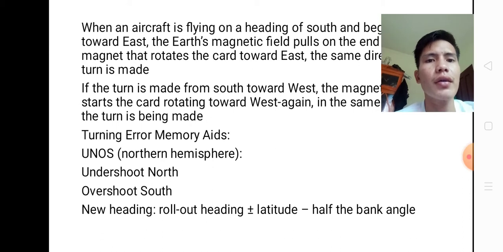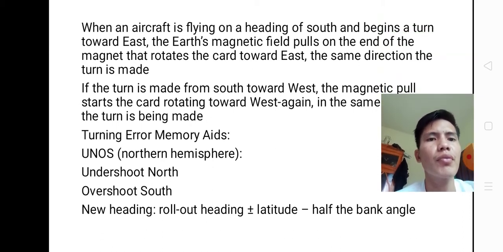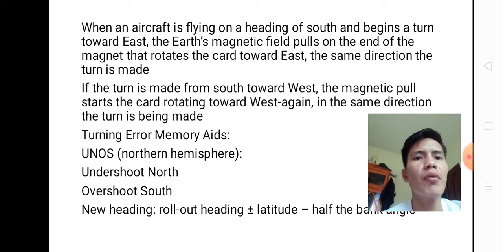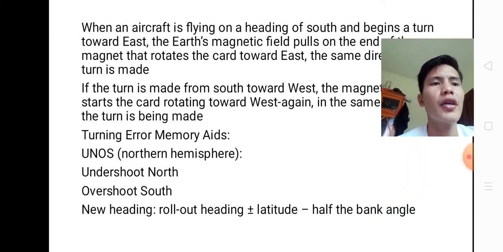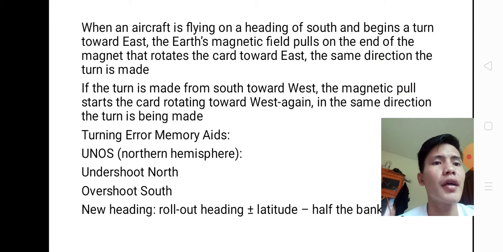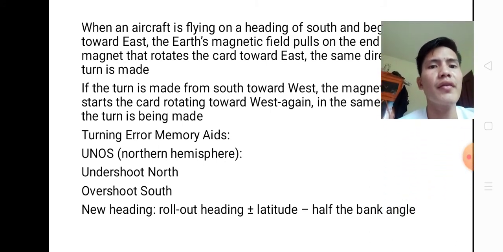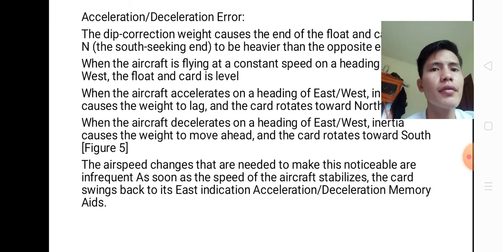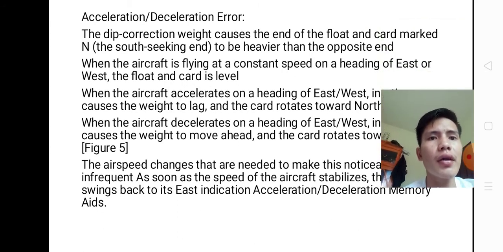If the turn is made from south toward west, the magnetic pole starts the card rotating toward west again, in the same direction the turn is being made. So, turning error: the mnemonic is UNOS, which means northern hemisphere, undershoot north, overshoot south. New heading: roll out heading plus negative latitude minus half the bank angle. So this is the last of the errors.